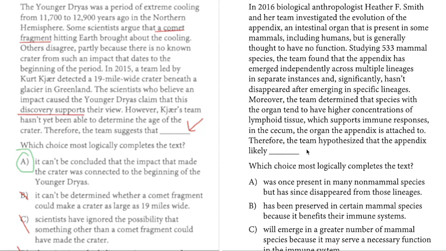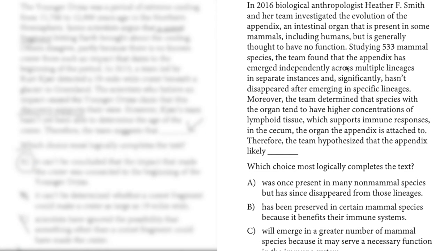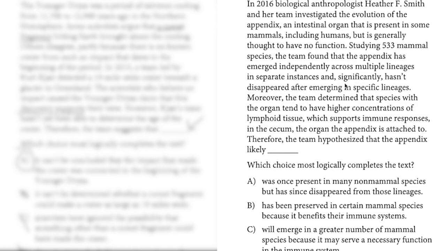In 2016, a biological anthropologist and her team investigated evolution of the appendix, an intestinal organ that's present in some mammals, including humans, but is generally thought to have no function. They studied a bunch of mammals, found that the appendix has emerged independently across multiple lineages in separate instances. Okay, so basically it has emerged independently. So it's showing up in all these mammals. Hasn't disappeared after emerging in different lineages.